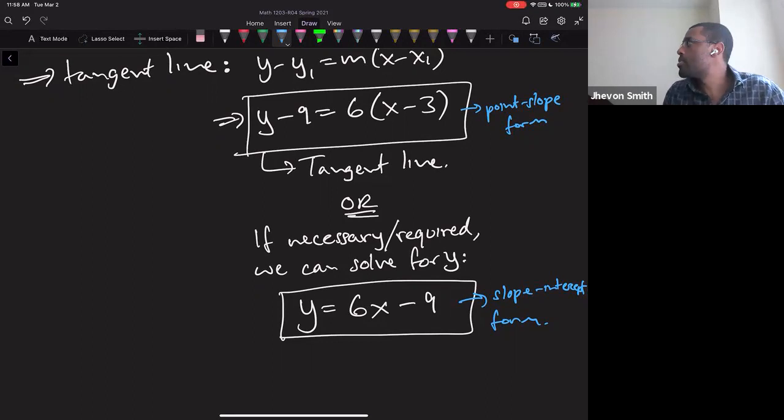Or if I give you a bunch of multiple choice options, then you rewrite it so that you can match it up with the option, right? So if the options are in the mx plus b form, you write your answer in mx plus b form. If the options are not, write it in the other form. Okay, so that is the question.